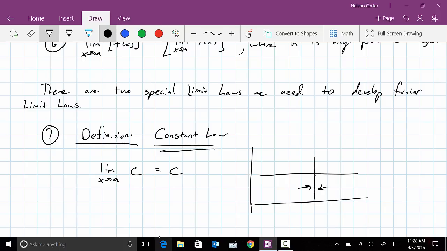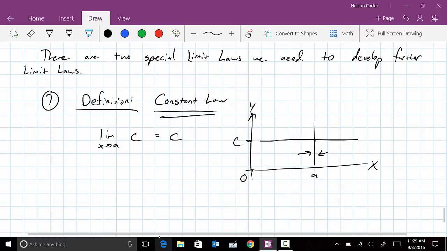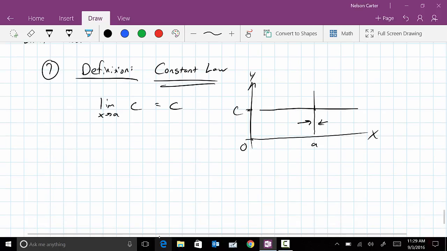In other words, if we had a graph and over here was the origin, and this is a, and you're approaching a from the left and from the right, and this is like y equals 2, or you could call it y equals this constant c, then the y value is always going to be this constant. It doesn't matter which side you approach it from. So that's the idea, sort of a little intuitive proof, so to speak. All right, now there's another one that's really important.